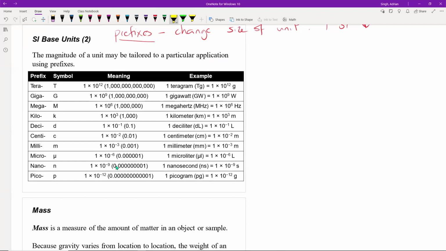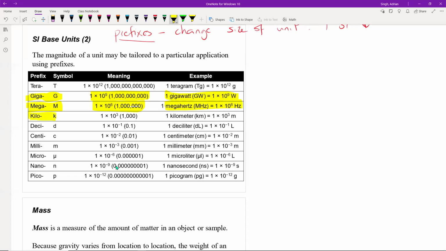So the first one that we need to know is giga. Giga has a symbol big G, and giga means 10 to the 9, right? Or a billion of something. So a gigawatt, for example, would be 10 to the 9 watts, or a billion watts. Mega is another prefix that also increases the size of the unit. Mega means a million, or 10 to the 6 of something. So a megahertz, for example, would be a million hertz. A megagram would be a million grams. A megasecond, a million seconds, etc.